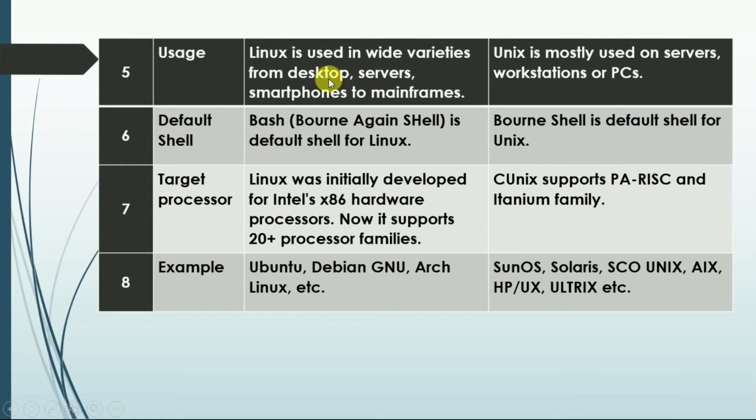Usage. Linux is used in a variety of places, from desktop, server, smartphone, to mainframes, whereas Unix is mostly used on servers, workstations, or PCs. Default shell: Bash, the Bourne Again Shell, is the default shell for Linux, and the Bourne shell is the default shell for Unix. Target processor: Linux was initially developed for Intel x86 hardware processors. Now it supports 20 plus processor families. Unix supports PA-RISC and Itanium families. Examples: Ubuntu, Debian, GNU, Arch Linux, etc. Sun operating system Solaris, SCO Unix, AIX, HP-UX, Ultrix, etc. are examples of Unix.